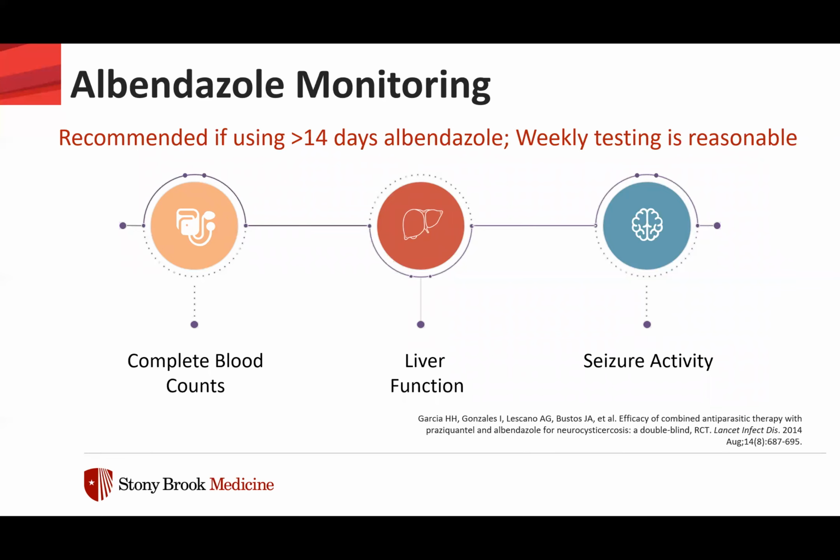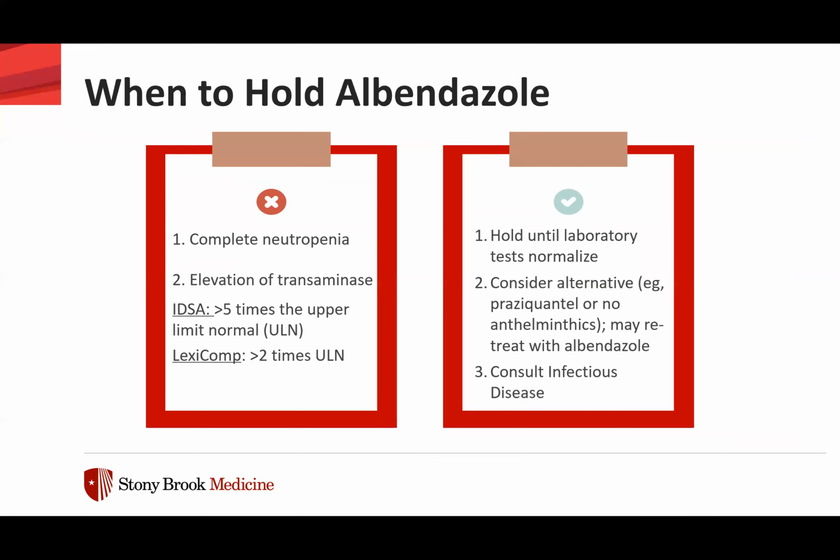So that's great. And now you might be wondering, okay, well, when would we recommend to providers to maybe hold therapy based off of these blood counts and liver functions? And that's a great question. So it is recommended to hold albendazole if patients have complete neutropenia or elevation in their liver transaminases. So the IDSA specifically recommends holding albendazole if the levels are greater than 5 times the upper limit of normal. And then Lexicomp in the warning section recommends to hold when it's greater than 2 times the upper limit of normal. But both of these recommend to hold until these laboratory tests normalize.